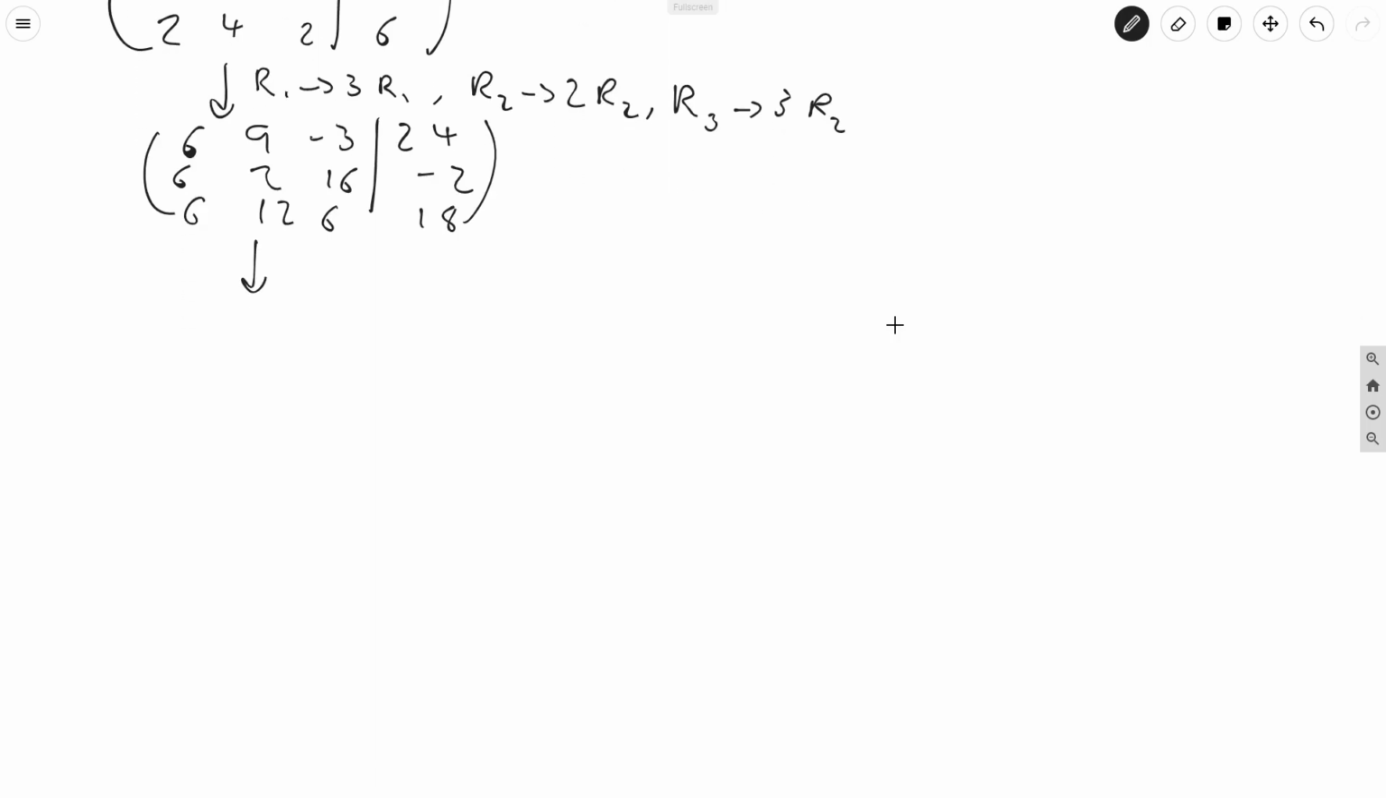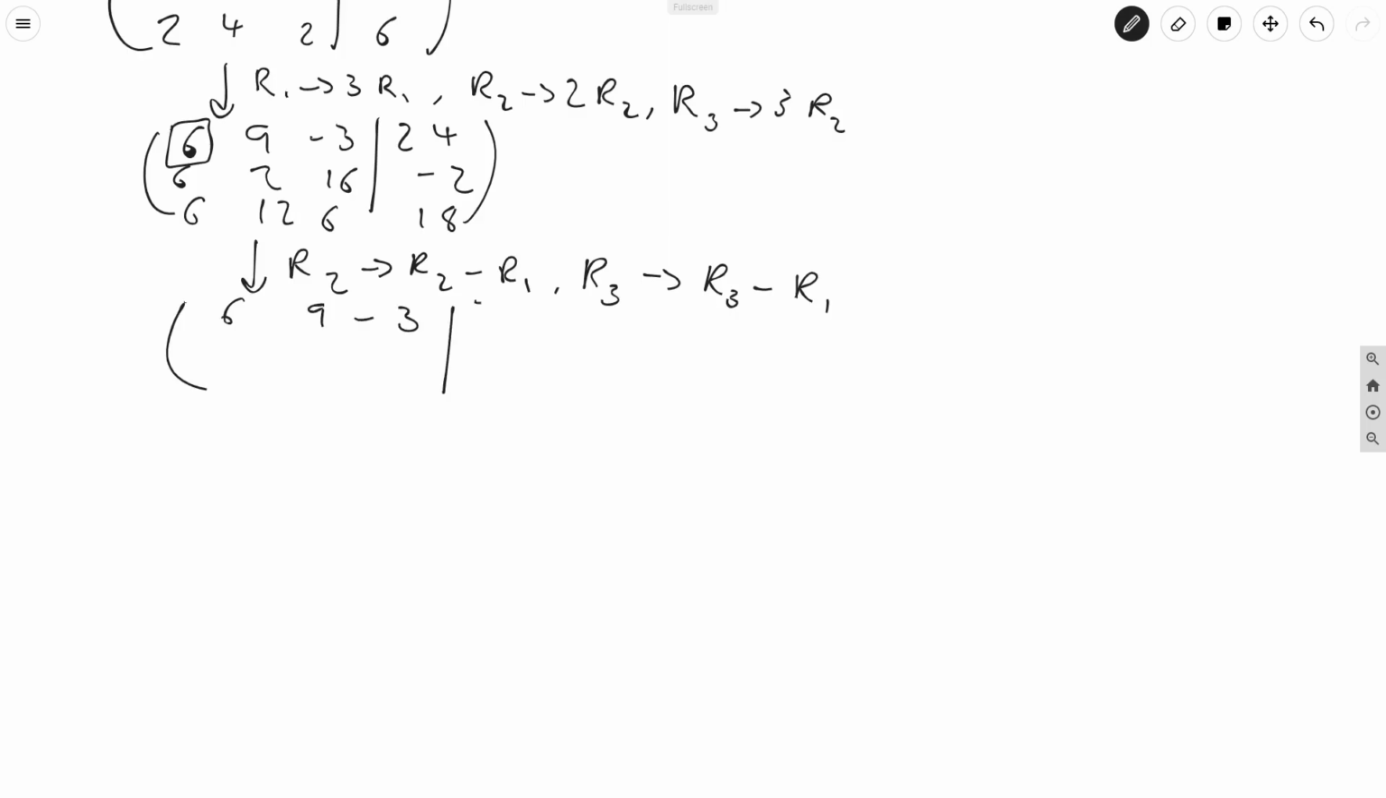From here, we're going to want to subtract. Remember, we can add and subtract rows. So what we're going to do here is we're going to send row 2 to row 2 minus row 1, and row 3 to row 3 minus row 1. And that will turn these 6s into zeros, because 6 minus 6 is 0. 6, 9 is minus 6, 9 minus 3, 24. This doesn't change by our operations this time. These will become zeros.